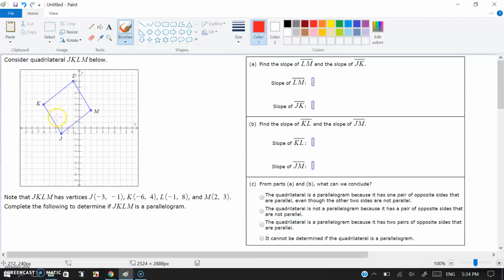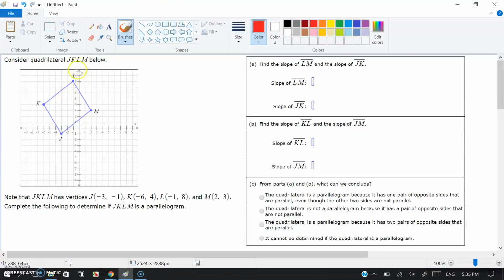And then I look at my KJ. Is my segment KJ parallel to segment LM? And if they are parallel, then I have a parallelogram. And that's it. That's all we have to do. So let's start with finding out the slope of LM.